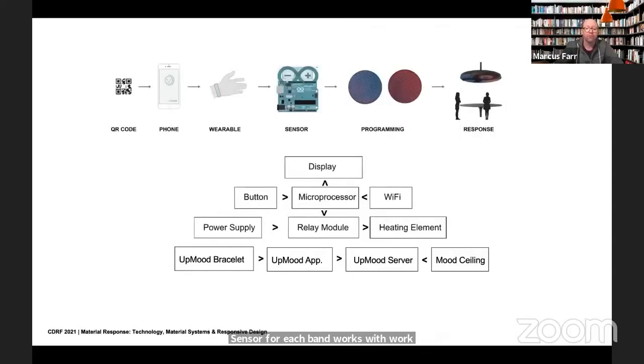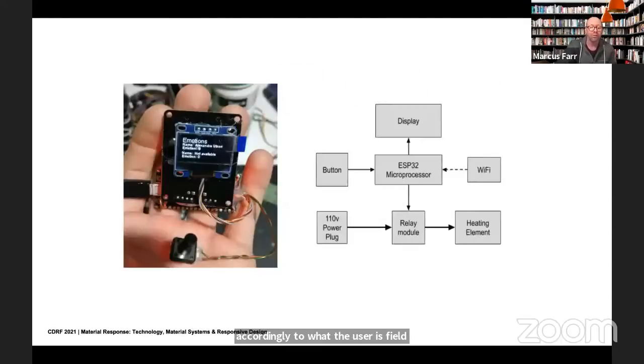And so as shown in the diagram here, the process that we developed with the project moves through a QR code to an iPhone and then reaches the UpMood app and an UpMood wearable sensor and processor, and then programming then to the table, to the ceiling of the project, where the material responds accordingly to what the user is feeling in that particular moment.